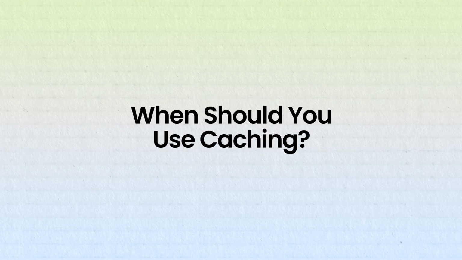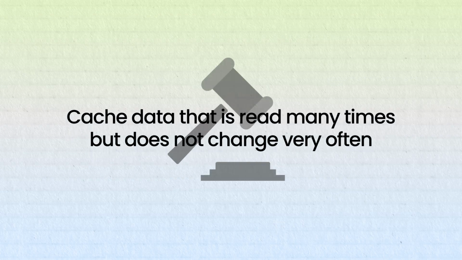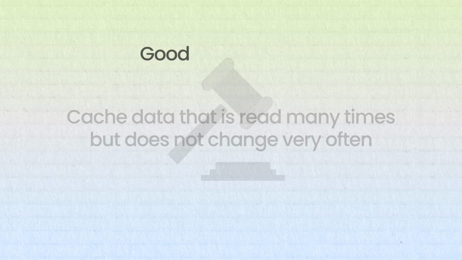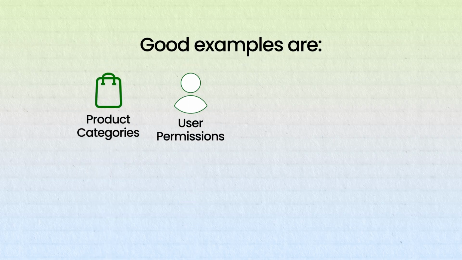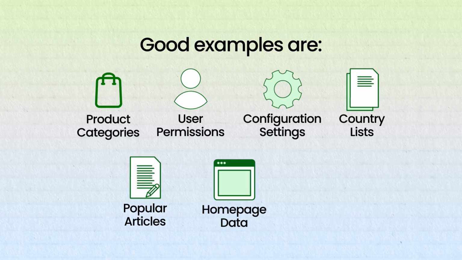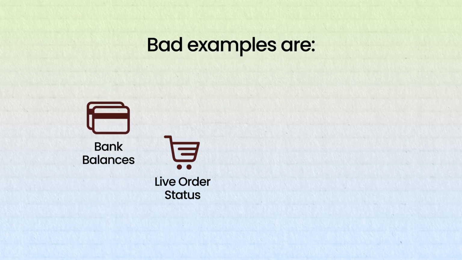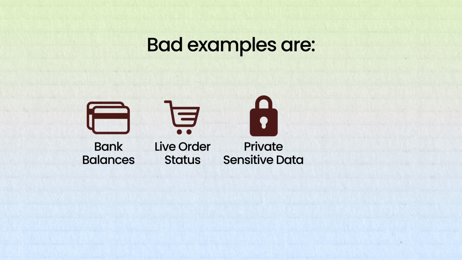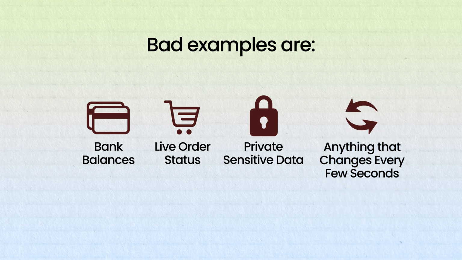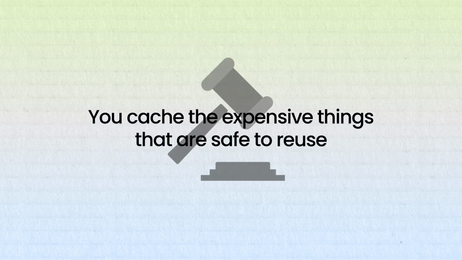When should you use caching? A good rule of thumb is to cache data that is read many times but doesn't change very often. Good examples are product categories, user permissions, configuration settings, country lists, popular articles, homepage data, and expensive reports, maybe dashboards that don't change often. Bad examples are bank balances, live order status, private sensitive data, or anything that changes every few seconds. Caching is powerful, but you shouldn't cache everything. You should cache the expensive things that are safe to reuse.